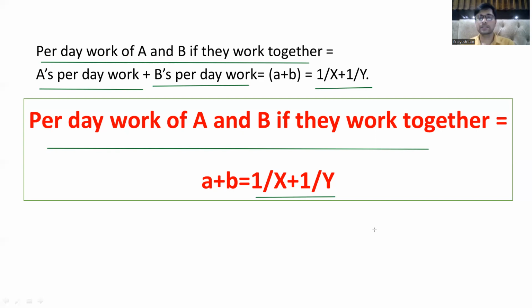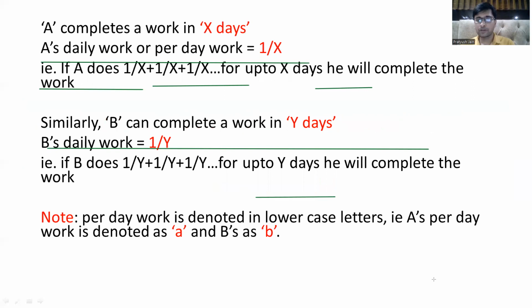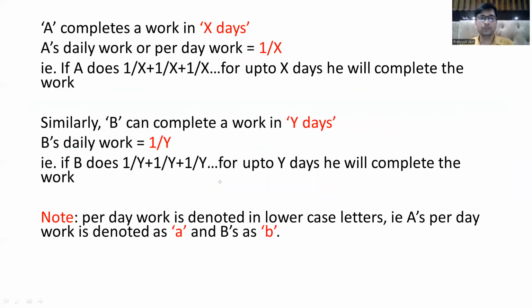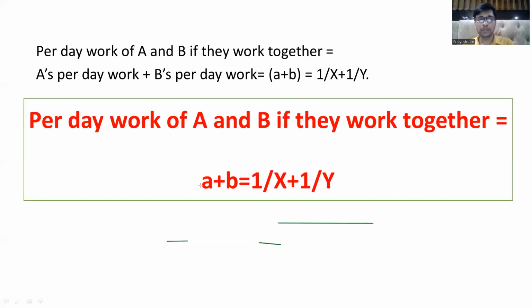Also note this, that the per day work of any person is denoted by small letters or lowercase letters. So in case of A, A's per day work is denoted as small a, and in B's case, it is denoted as small b, right? So here the per day work of A and B, if they work together, will be the sum of their per day works, which is equal to 1 by X plus 1 by Y, which is equal to small a plus small b, where small a is A's per day work and small b is B's per day work. All right.